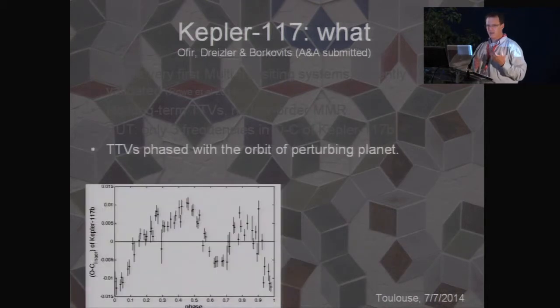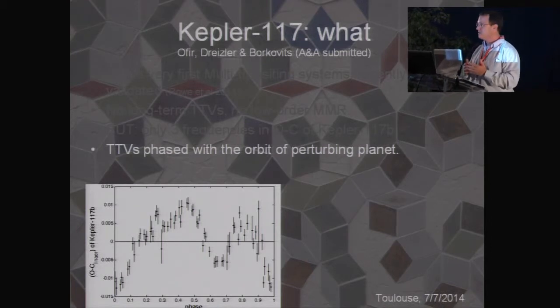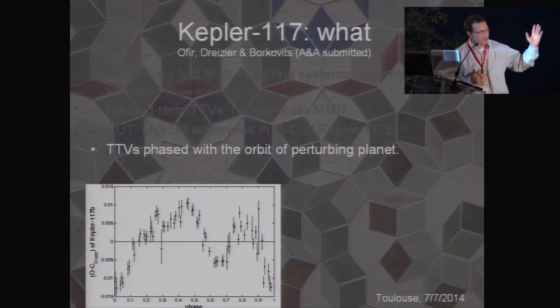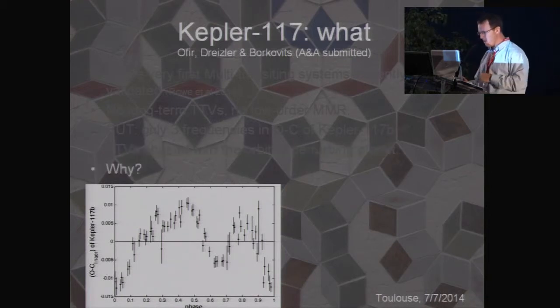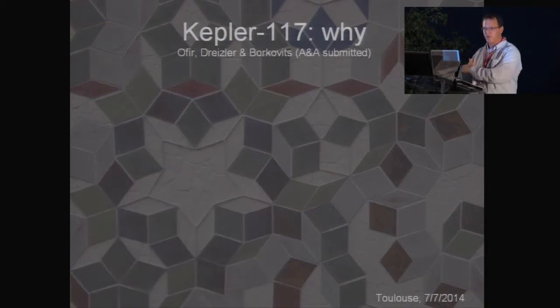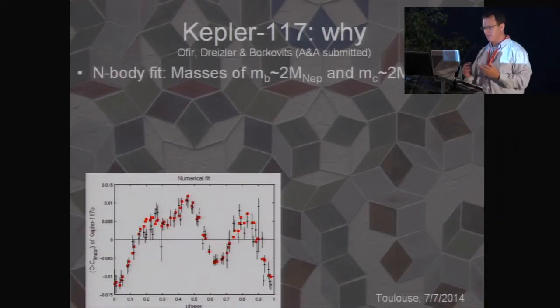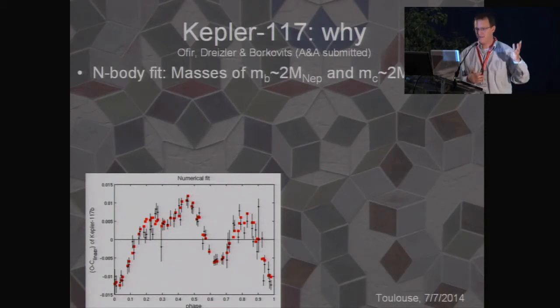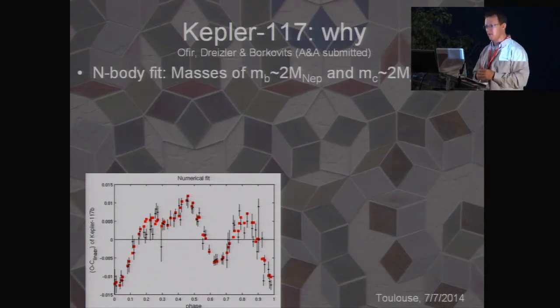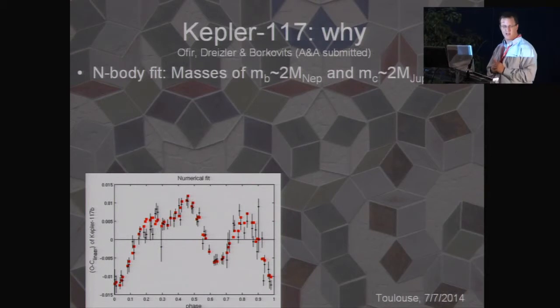And indeed, if you phase the O minus C, the timing curve, you see a very unusual and very strong timing signal in the data. So these are the TTVs of planet B phased with the period of planet C. Why? So the first thing that one can do is just do the same trick we just did with Kepler 9, do an n-body fit and get masses of 2 Jupiter masses for the outer planet and 2 Neptune masses for the inner planet.